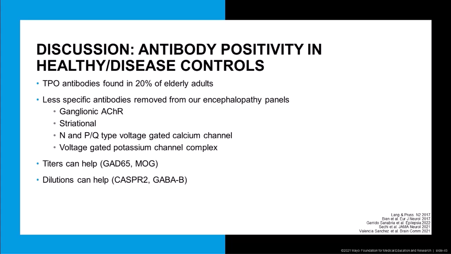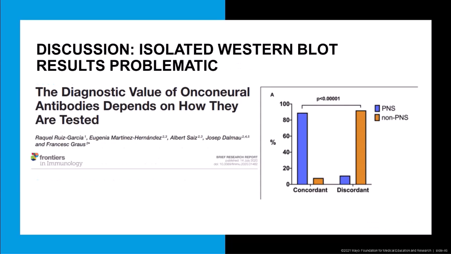Sometimes the titers can help with GAD65 and MOG antibodies. Higher titers are more specific, and sometimes dilutions can help. I won't go through this too much, just to say that if we test on one assay with a Western blot, that can be problematic.